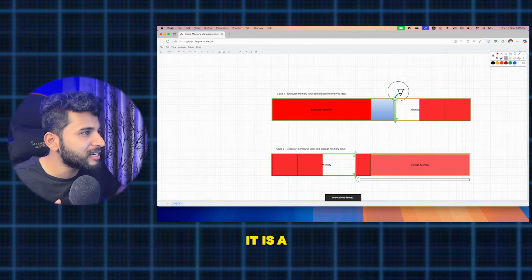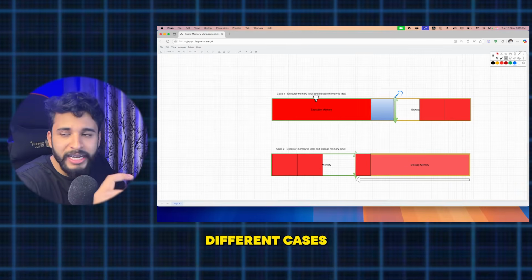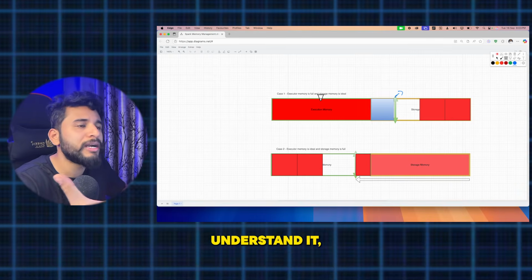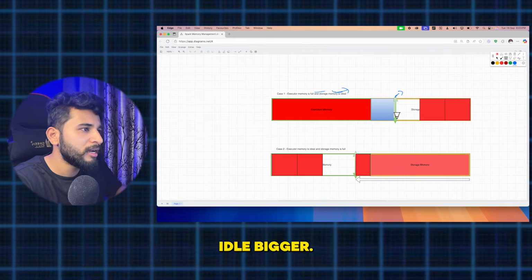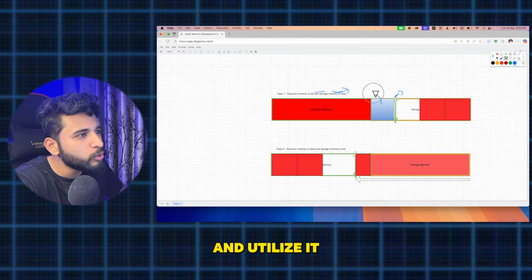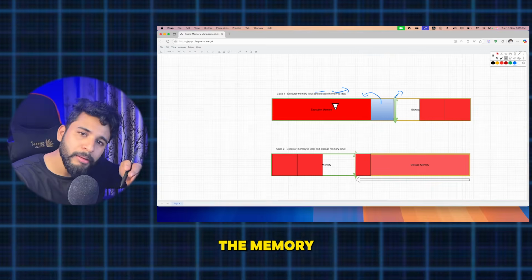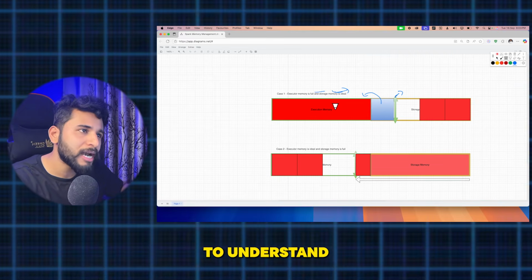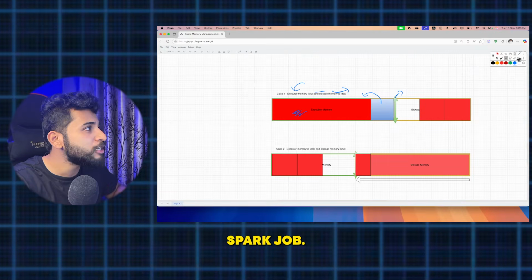This arrow means it is a slider here. And if the executor memory is full and storage memory is idle, then you can take the memory from the storage memory and utilize it for the execution memory. The execution can be done by taking the memory from the storage memory. Try to understand that, because this is the priority memory. Execution is the priority task of any Spark job.